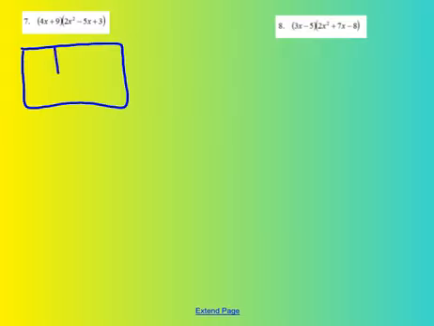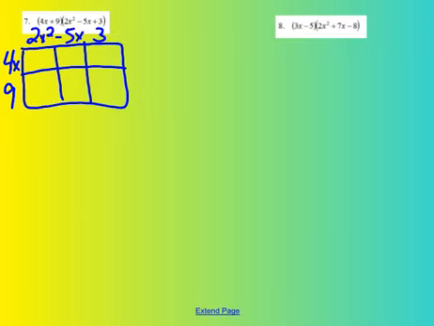So how that would look is like this. It's a lot. I would put 4x and 9 here, 2x squared, negative 5x, and 3. How that would work is 4x times 2x squared is 8x cubed. 2x squared and 9 is 18x squared. 4x times negative 5x is negative 20x squared. 9 and negative 5x is negative 45x. 3 and 4x is 12x. And then 3 and 9 is 27.